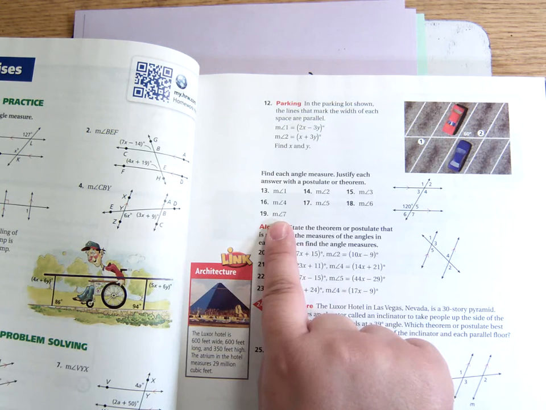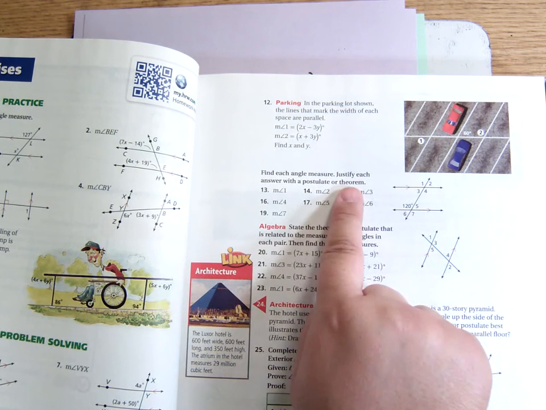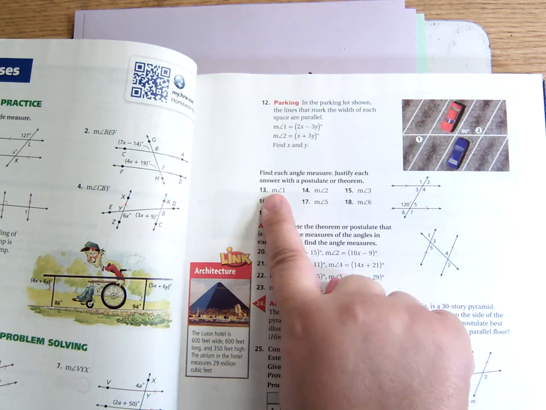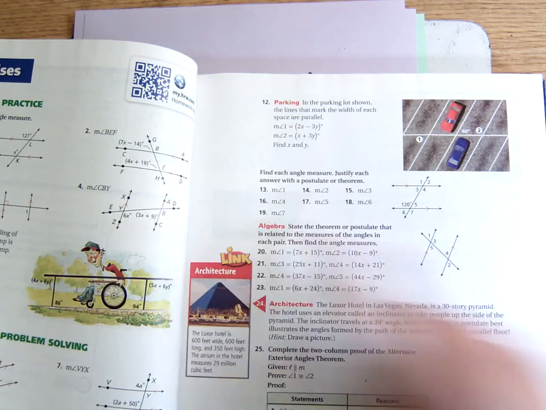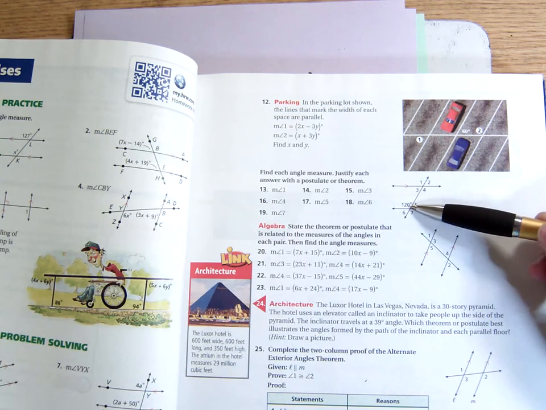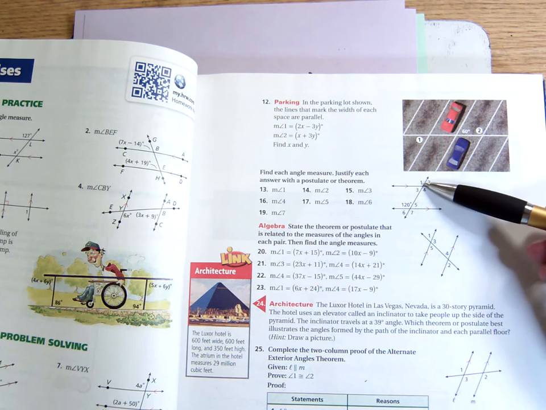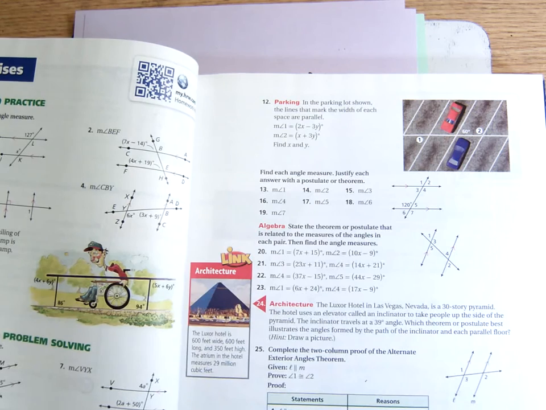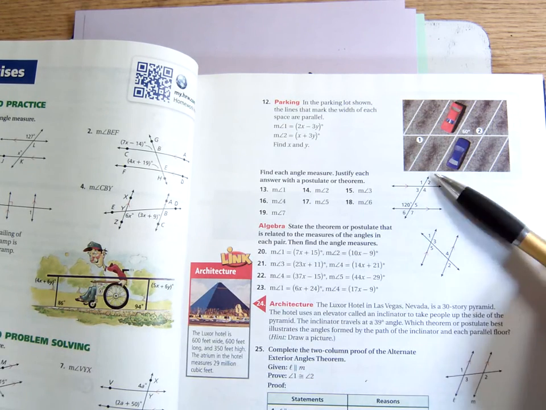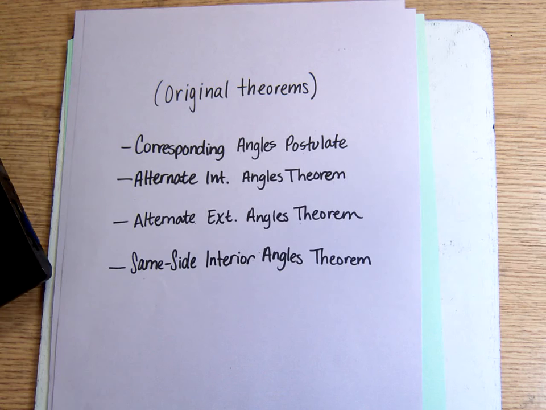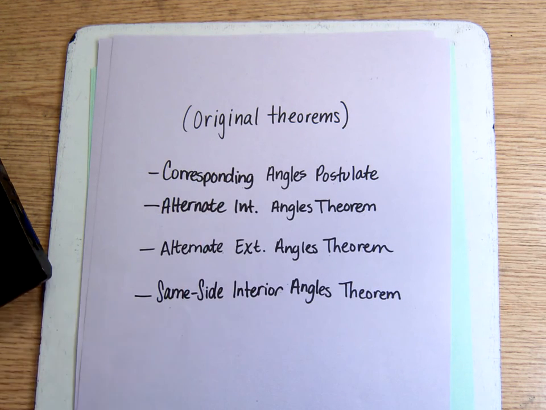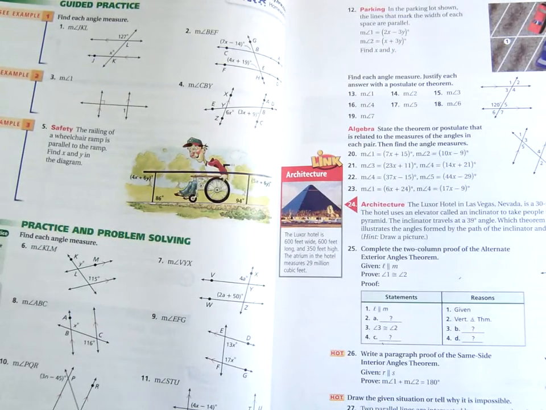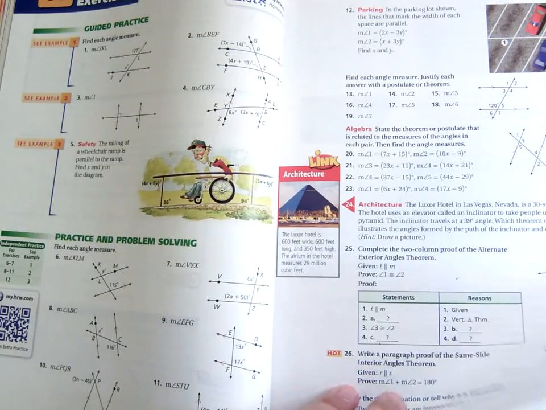This is on page 83. It says find each angle measure and then justify each answer with a postulate or theorem. So for instance, measure of angle 1. If this is 120, then that's 120 because those are corresponding angles. Since I'm starting out knowing the lines are parallel, and I'm concluding something about the angles, those are the original theorems. So it's corresponding angles postulate. Everything on pages 82 and 83 is from the original theorems because that's what we did in section 3.1.